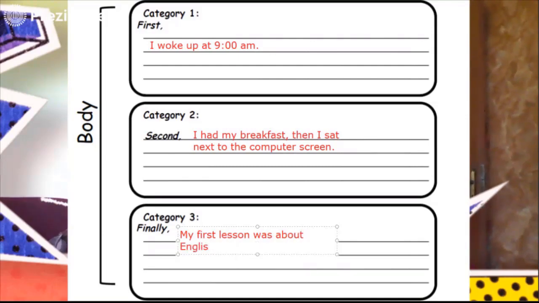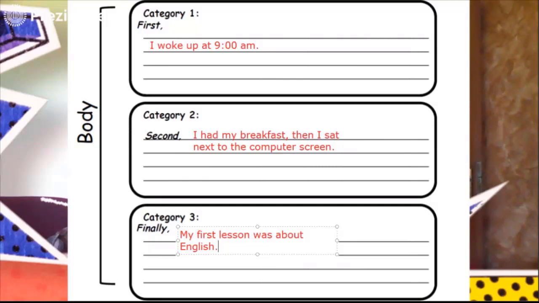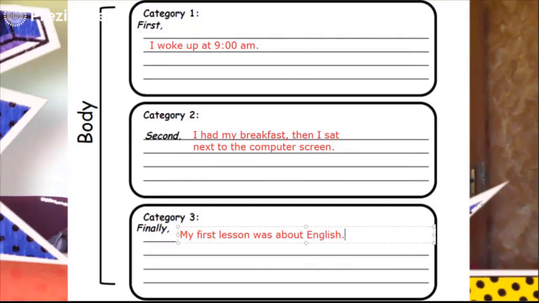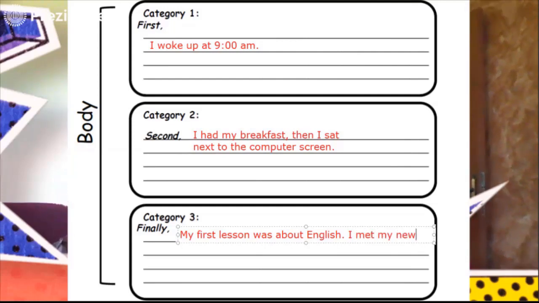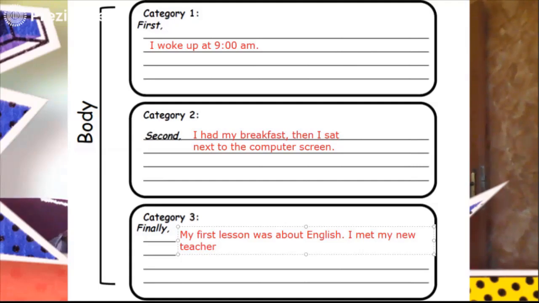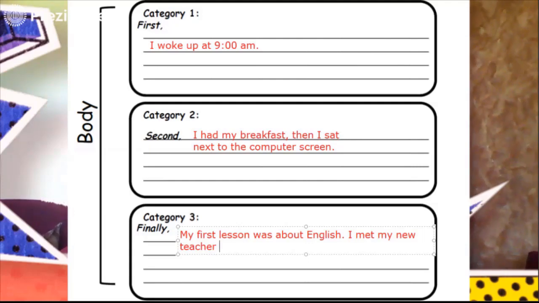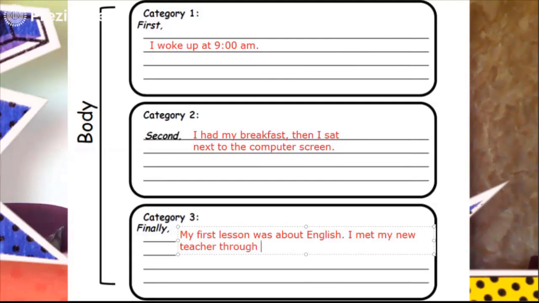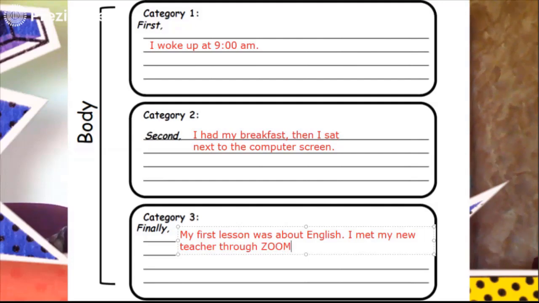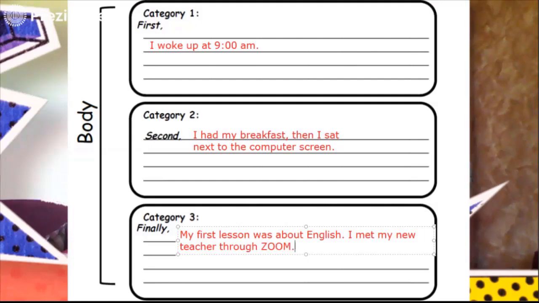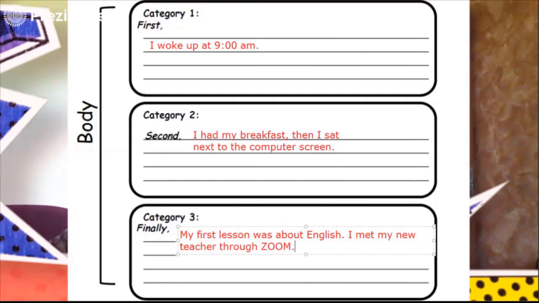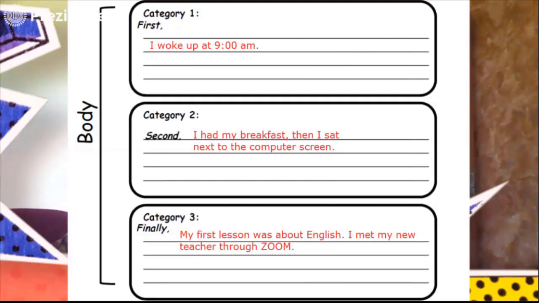So what did you do in English, if you still remember? For example, I met my new teacher. How did you meet your new teacher? What is the program that you used? Through Zoom. You can say, for example, through Zoom, and you can say that you also met your friends. So that's it. It's not hard. You just have to put your ideas and organize them together.